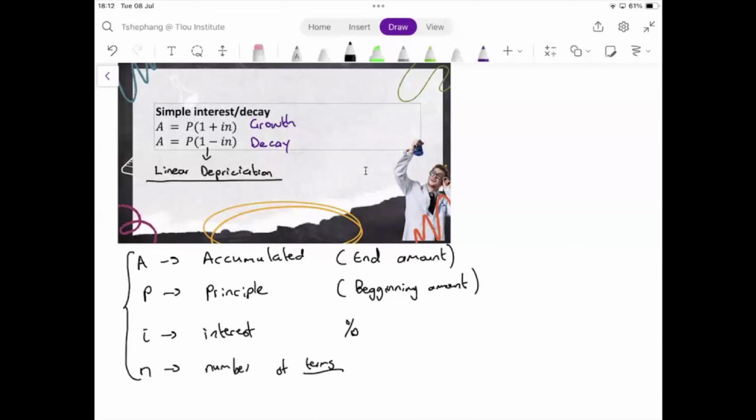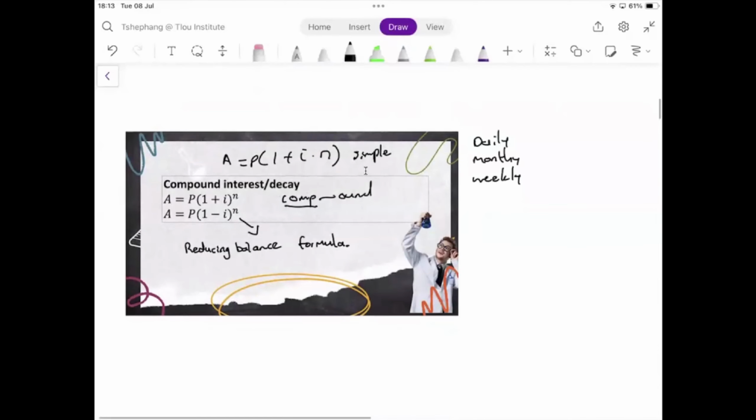How does it follow a straight line? A is equal to P plus Pin, if you multiply the P in. So this is the same as y is equal to mx plus c. That is why it's linear depreciation. Hope that makes sense to everyone. Now, reducing balance has the power.